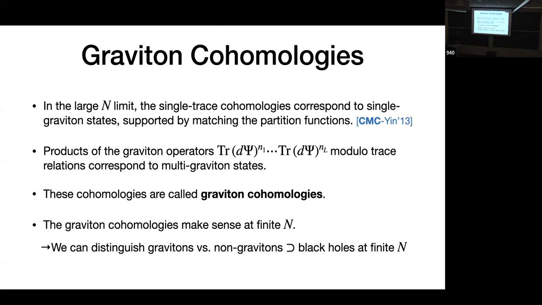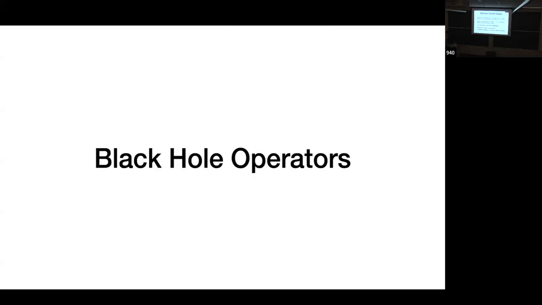But people just say at finite n, we look at operators of large dimensions. We can tell apart multi-gravitons from black hole operators by looking at the degeneracies. That's the next thing I will talk about. So the next thing is to try to understand black holes. Related to Shuhun's question, there is a sense in which you can tell apart black hole operators and gravitons in a physically meaningful way at finite n.